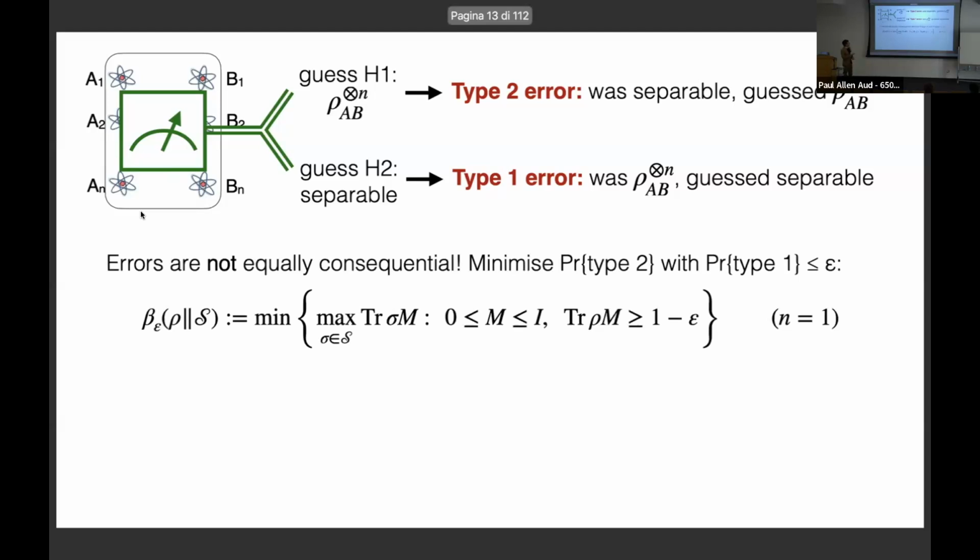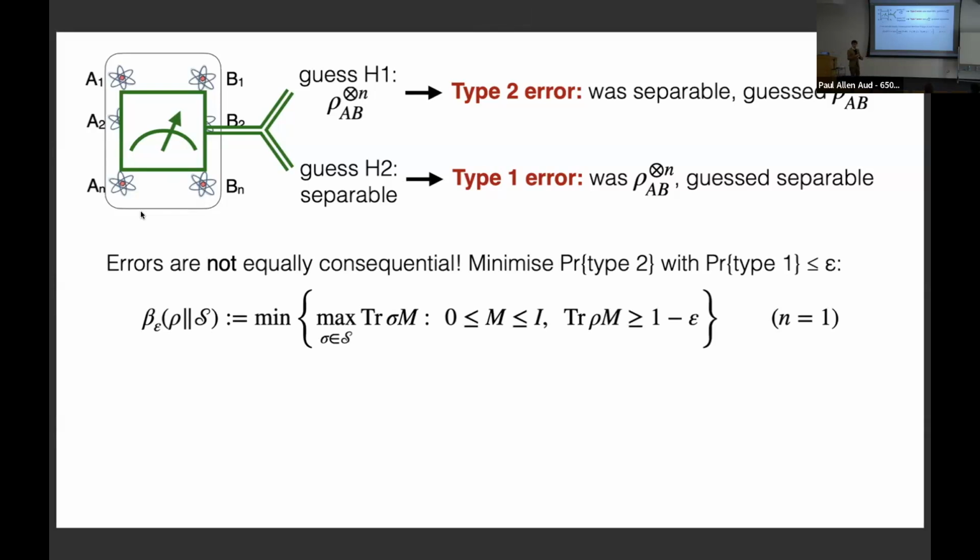But the important thing to understand here is that these 2 errors are not symmetric in our case, because the 2 hypotheses are not symmetric. In other words, it could be, for example, the example I gave you, much worse to mistake a separable state for an entangled state, because then you think your device is secure and it's in fact not, than the other way around. Or in other words, false positives and false negatives are not equally consequential, as we all learned during the pandemic, I guess. I learned it then, at least.